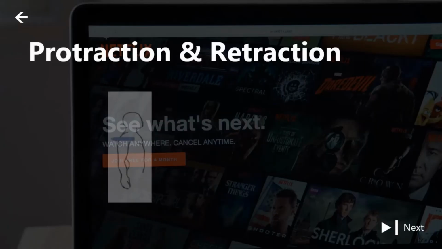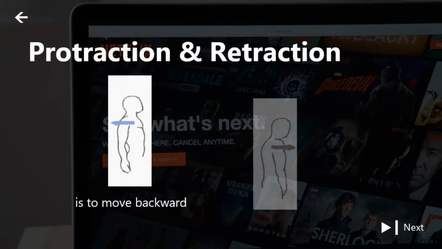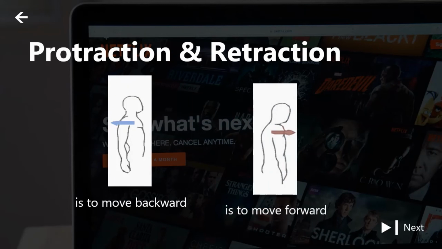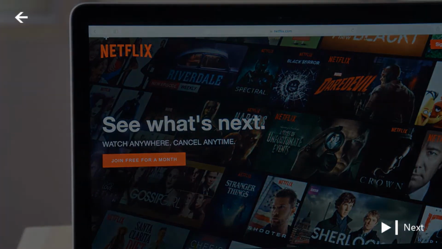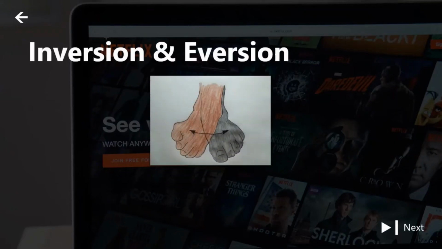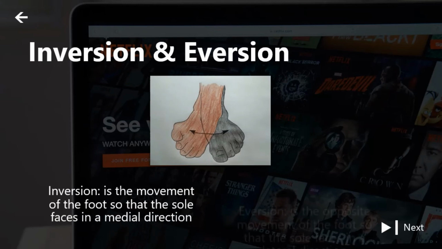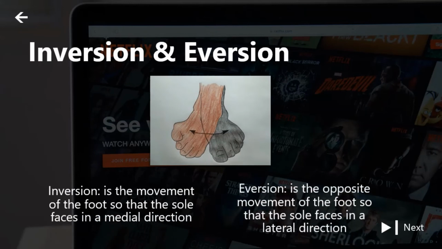Next is protraction and retraction. Protraction is to move your shoulder backwards, and retraction is to move your shoulder forward. Next, we have inversion and eversion. Inversion is the movement of the foot so that the sole faces in a medial direction. Eversion is the opposite movement of the foot so that the sole faces in a lateral direction.